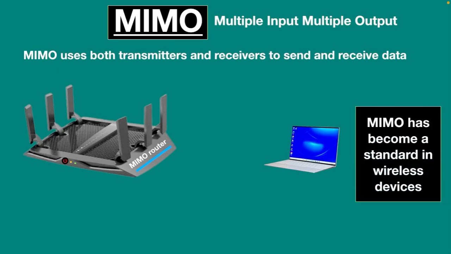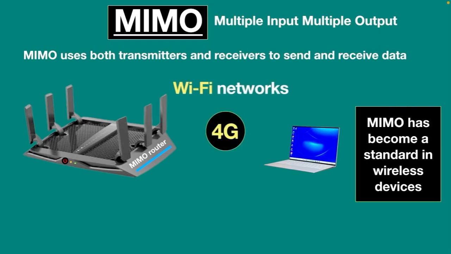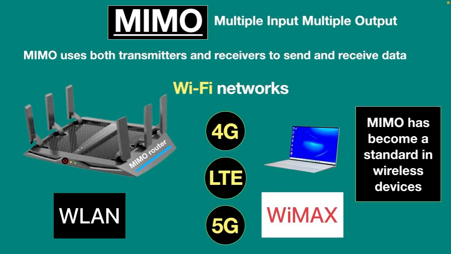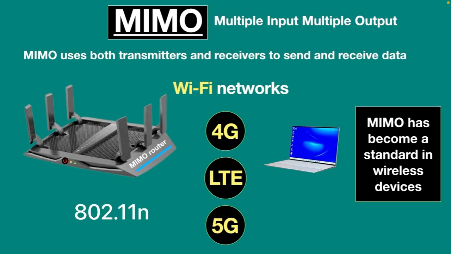Now you must be thinking about where this technology is being used, right? Well, MIMO is being used in Wi-Fi networks, 4G mobile networks, LTE and 5G networks. In addition to that, it can also be used in wireless local area networks and WiMAX. The good thing is it is supported by all wireless devices with 802.11n, also known as Wi-Fi 4. MIMO helps 802.11n devices reach higher speeds than devices without 802.11n.